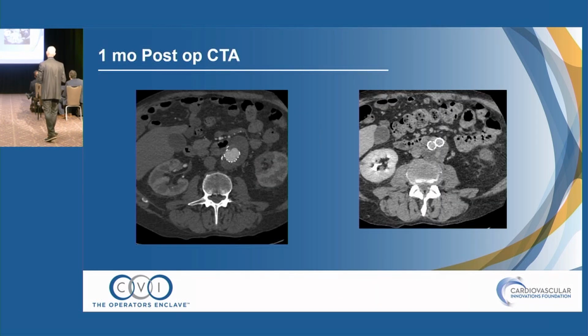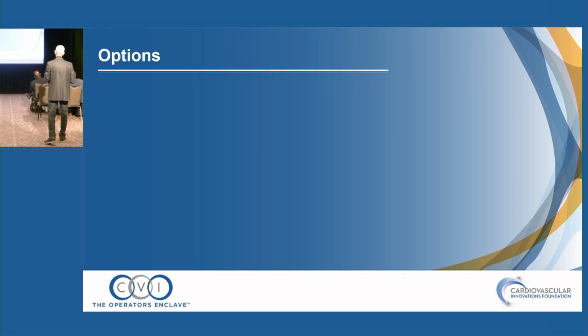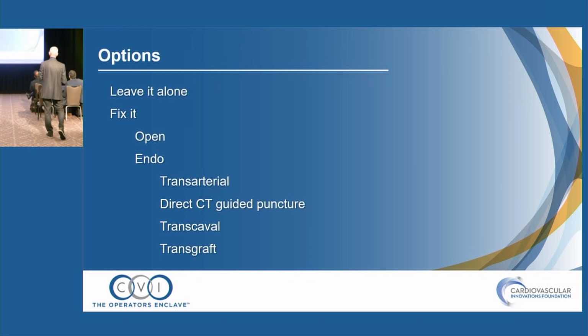This is 1 month post-op. We noticed two things. One, he's got a big infarct in the upper part of the kidney. And two, there's pretty clear contrast that's outside the endograft. We wait 18 months, and in fact, he's increased in diameter from 6.2 to 7.2, and he's got an endoleak. So this is a guy we feel we probably should treat because he is enlarging.